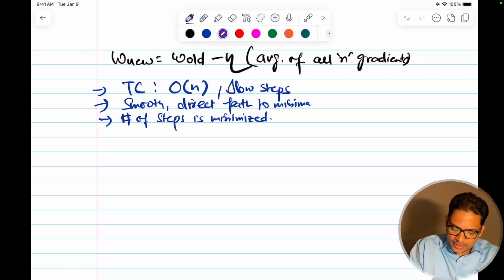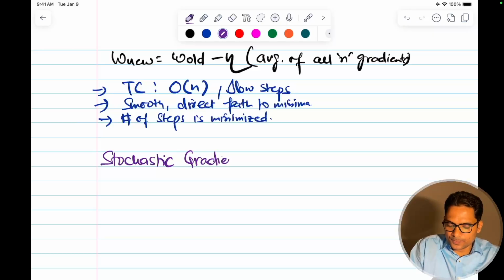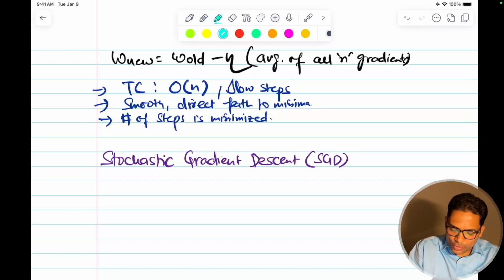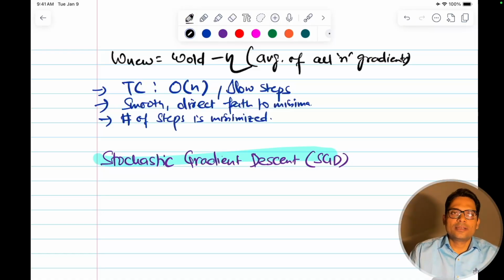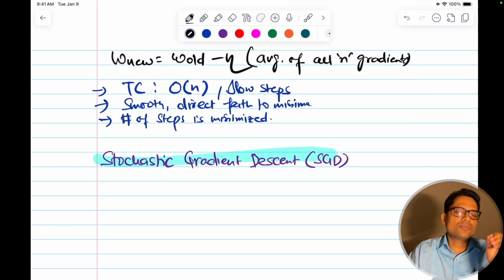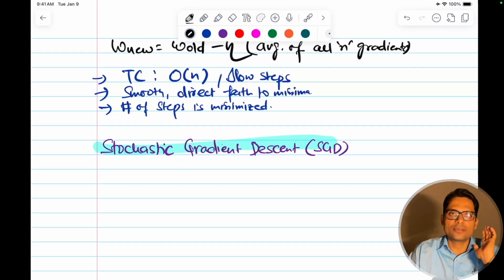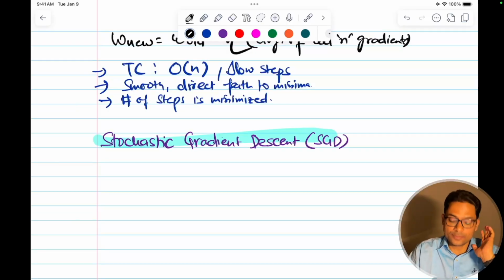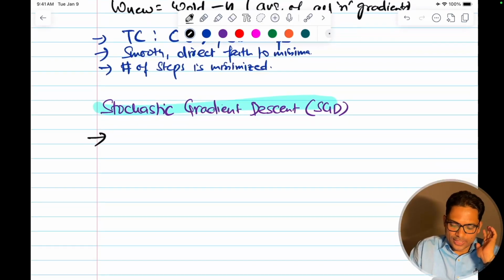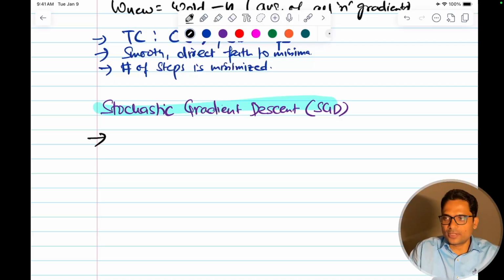So the second way is stochastic gradient descent. Stochastic is nothing but random. It's a word for random. So it's called SGD. What do we do here? It is only about the number of data points that I'm choosing for calculating the gradient of the loss. So here I'm just choosing randomly one data point for calculating.